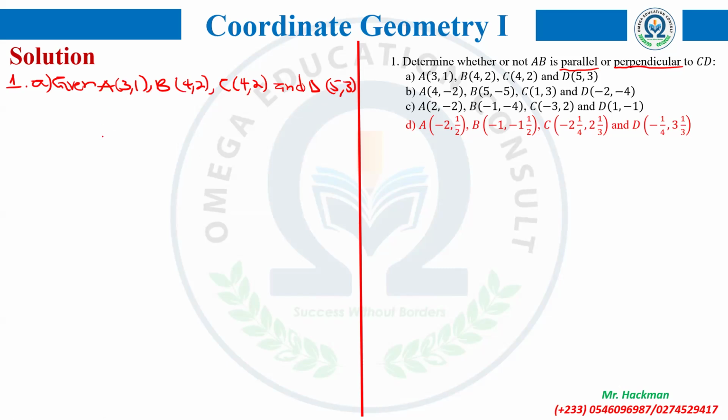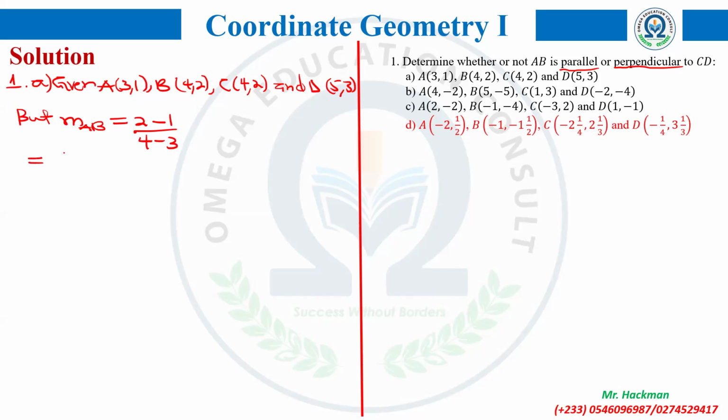So now at this point, we want to determine whether the lines AB and CD are parallel or perpendicular, and we'll need the gradients. We have to find the gradient of AB and the gradient of CD. So the gradient of AB, M sub AB, we know will be equal to change in Y over change in X. So this will be X sub 1, Y sub 1, X sub 2, Y sub 2. So change in Y will give us 2 minus 1, Y sub 2 minus Y sub 1, over change in X, X sub 2 minus X sub 1, so 4 minus 3.